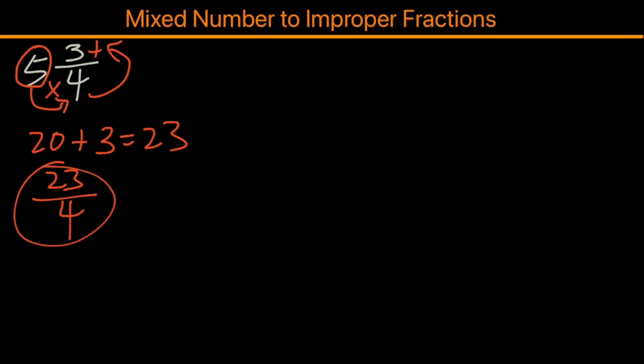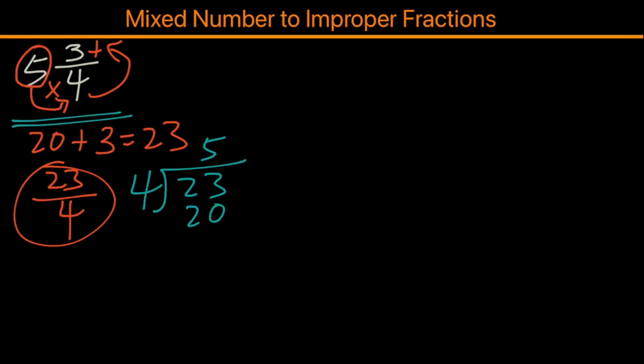Now if we want to check if we did this correctly, all we have to do is divide the numerator by the denominator and see if the answer comes out to 5 and 3/4. So we can go ahead and take 23 divided by 4, and here we'll have 5, 20, so 23 minus 20 is 3.